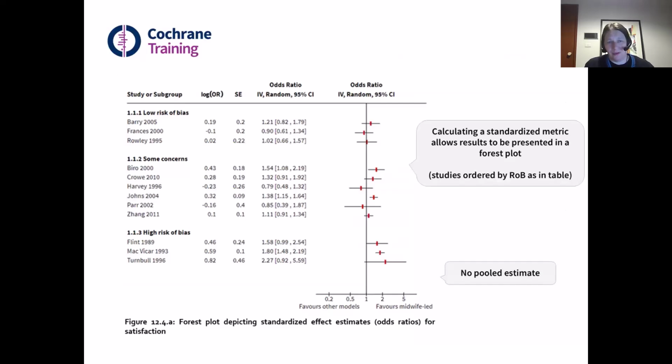Also incredibly helpful is the forest plot. Even if you make the decision, for whatever reason, not to pool the estimates, presenting the studies, in this case stratified by the risk of bias judgments, allows people to have an understanding of the magnitude of intervention effects.